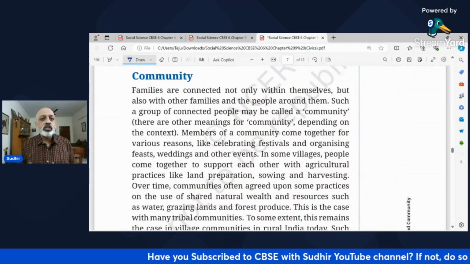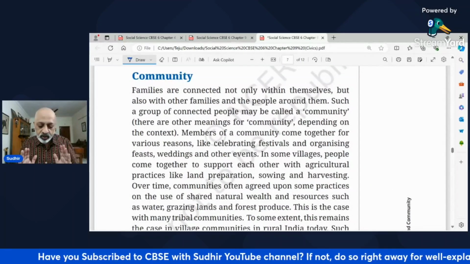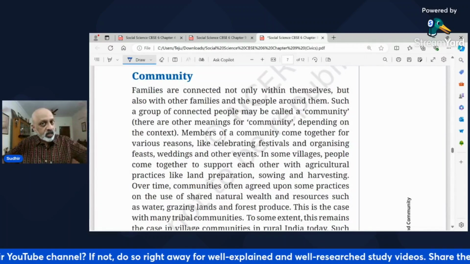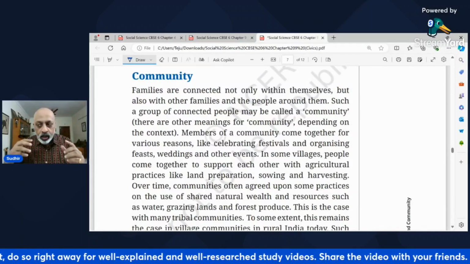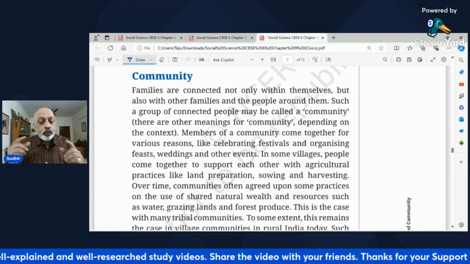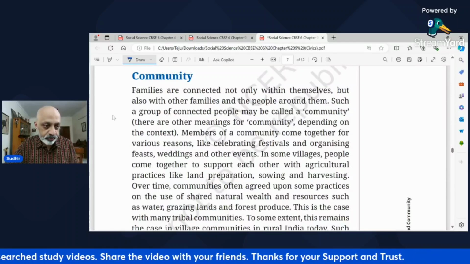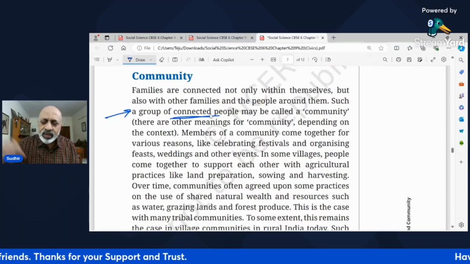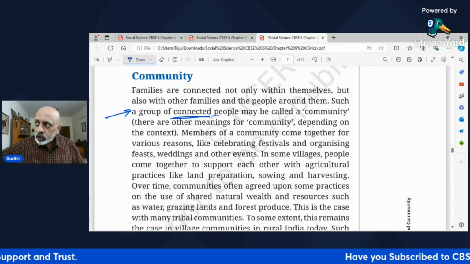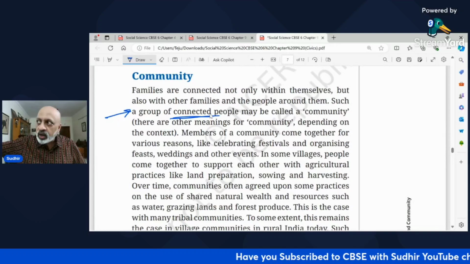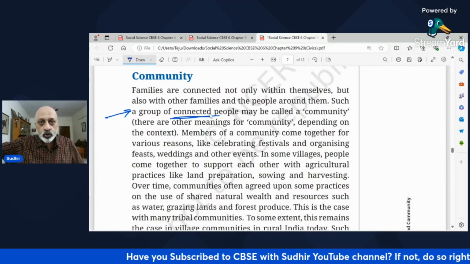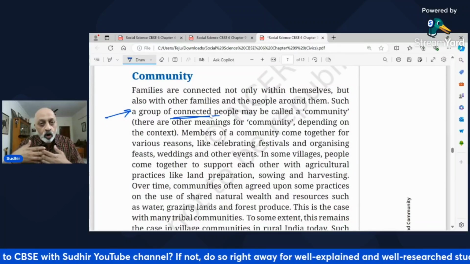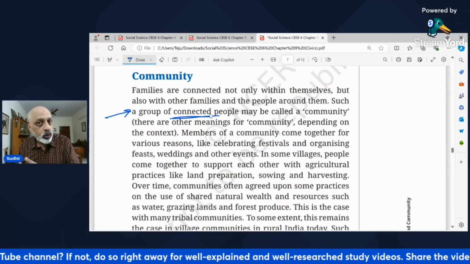Now, let's come to what is known as community. Families are connected. You've understood by now the concept of a family with the help of these two examples and what I explained before that. A group of such connected people can be known as a community, right? So if there are, let's say, 20 families living together in a particular area, that is a community because they are forming a group of families living together. So they can be known as a community.